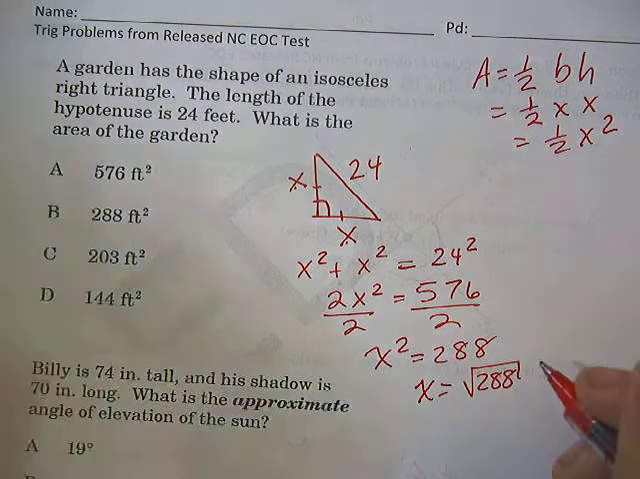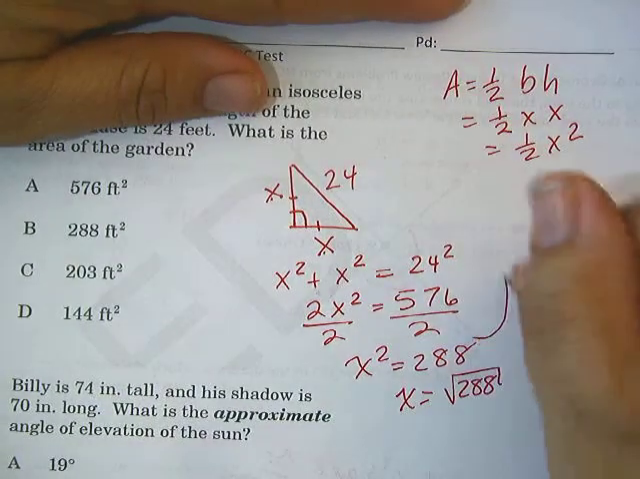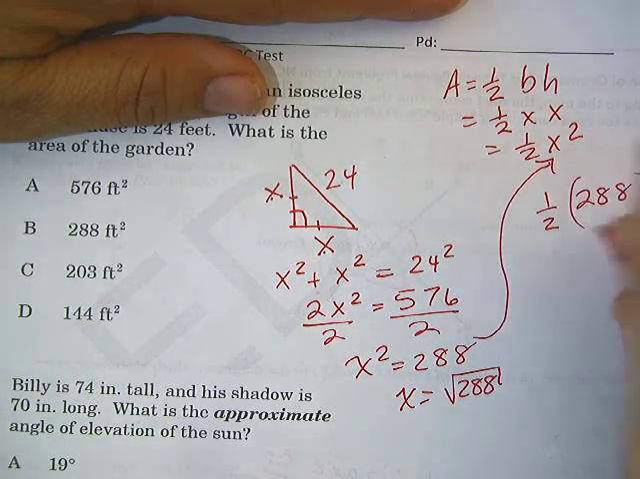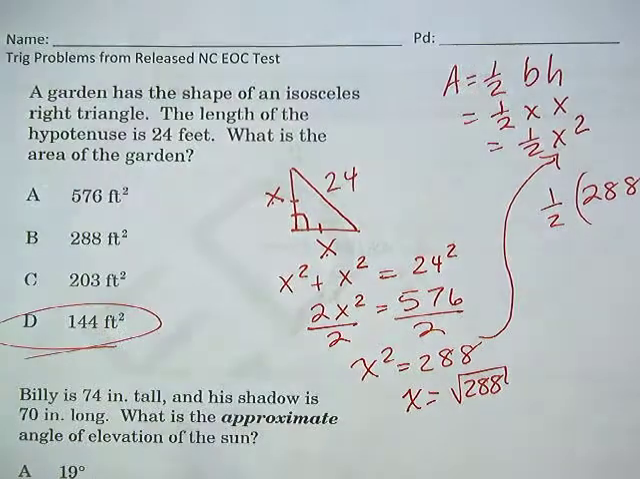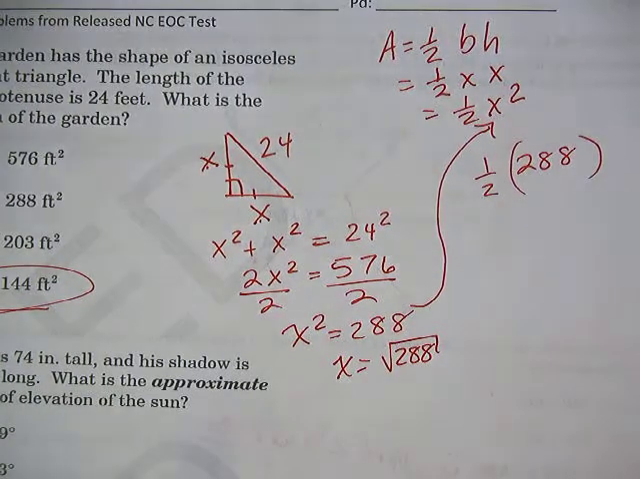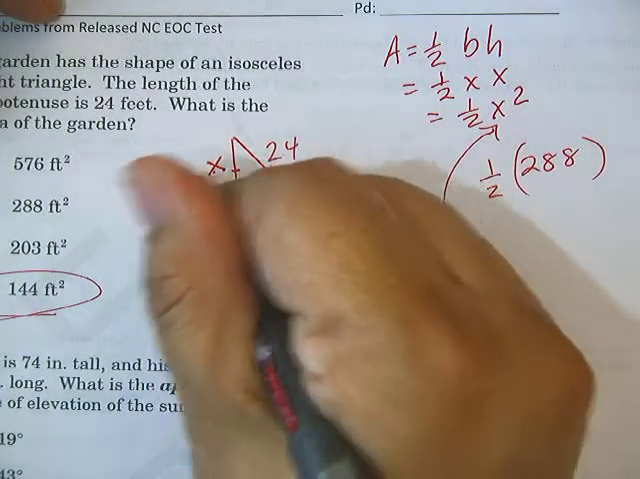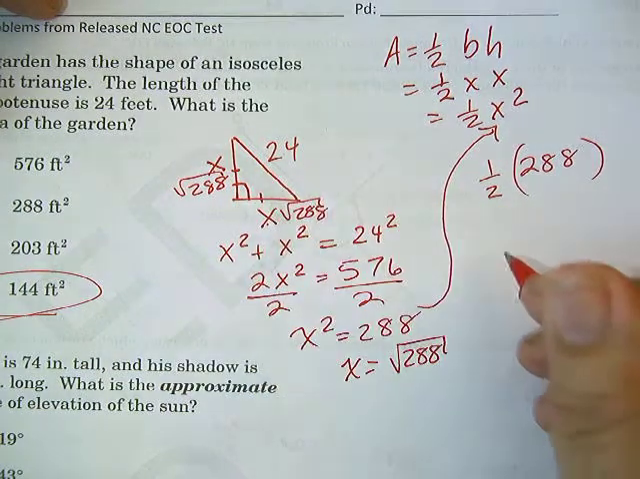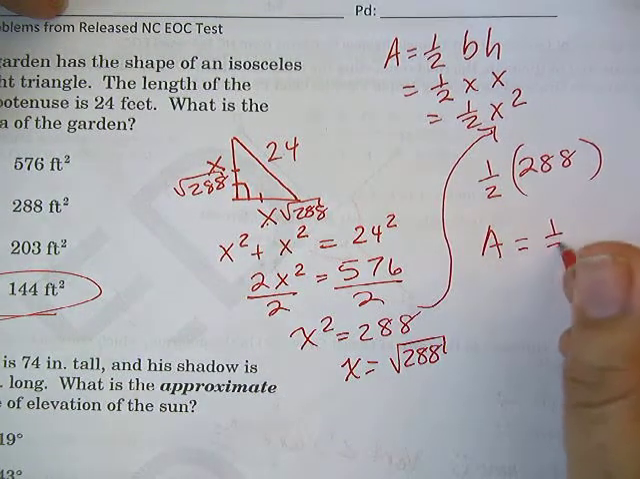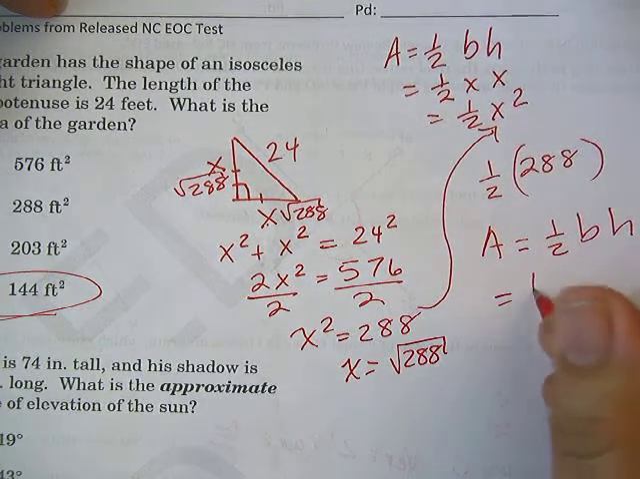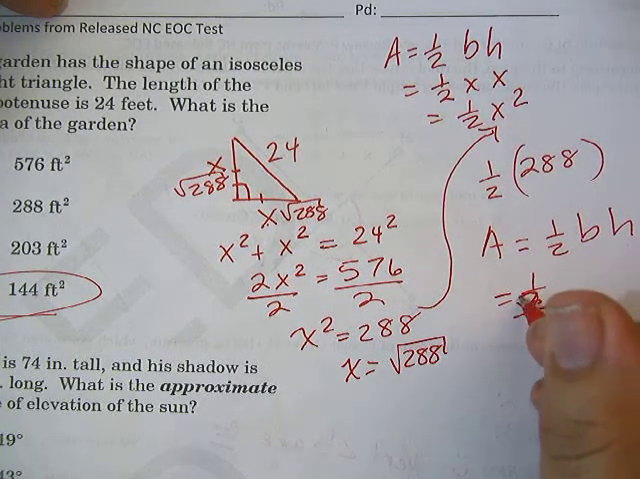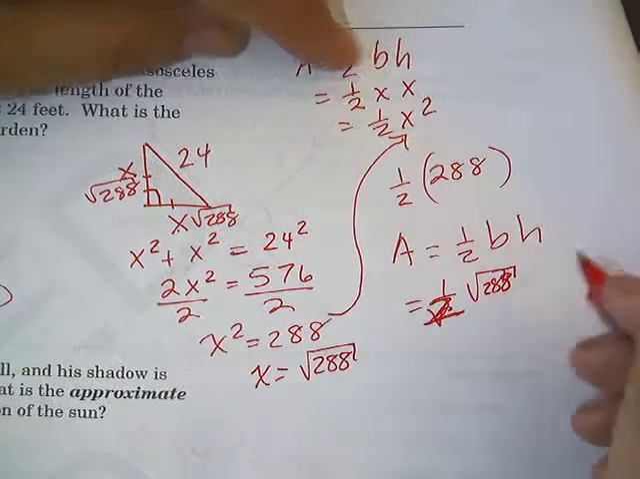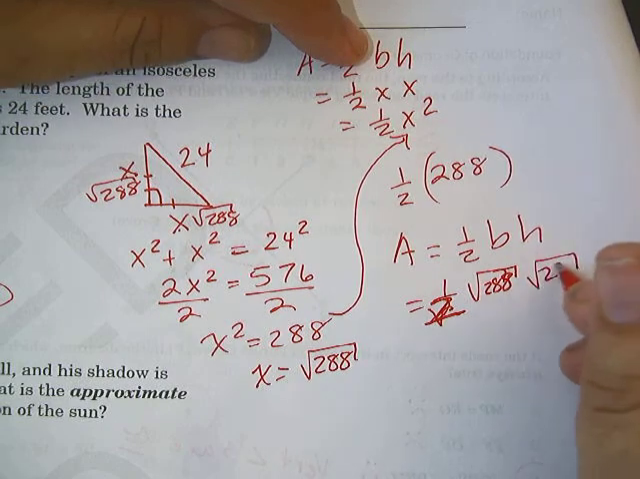The other cool thing you could do, if you want to be slick about it, is say, aha, it's 1/2 of 288, which is 144. But if that went over your head, just say, okay, square root of 288, square root of 288, area equals 1/2 base times height equals 1/2 square root of 288 times square root of 288.